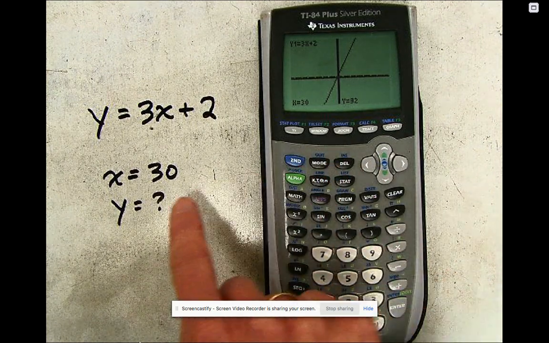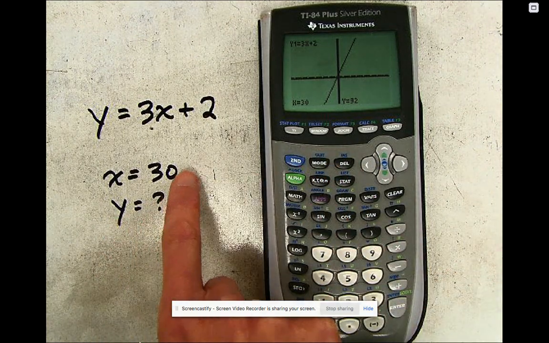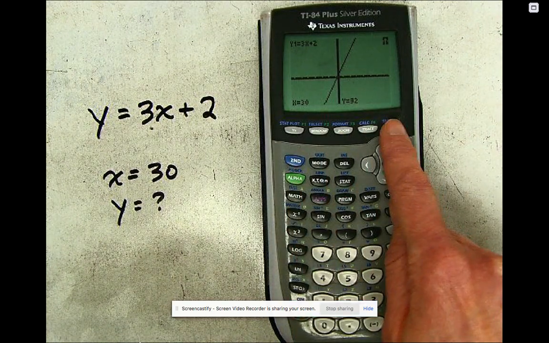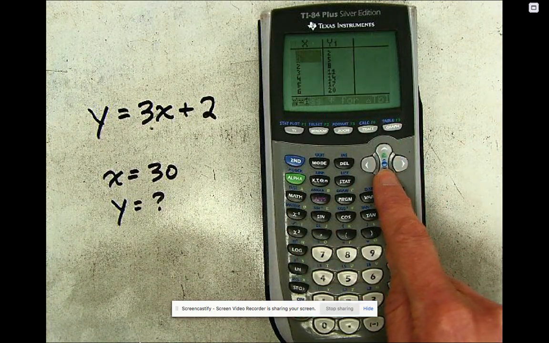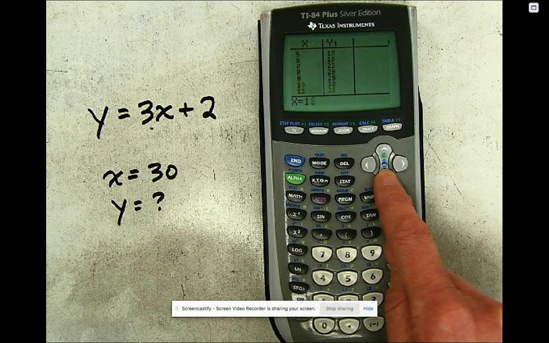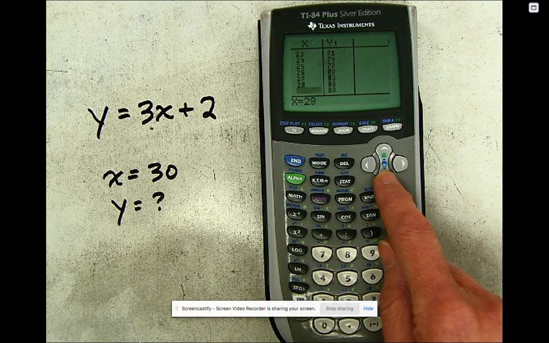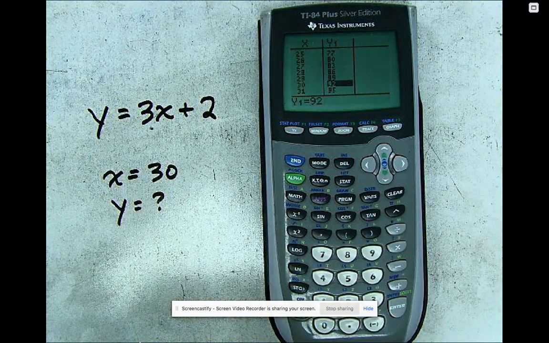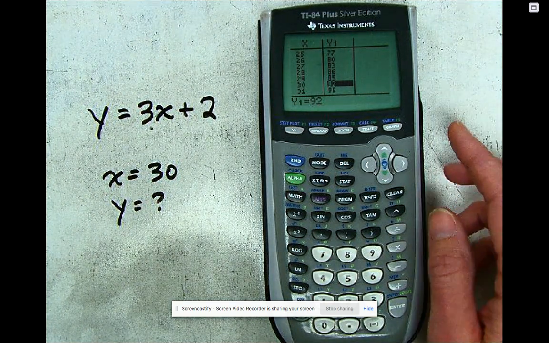Okay, we also found out that we could have figured out when x is 30 what y is by going to the table. So push second and then table, and then I could slide down and figure out, let's see, I want x to be 30. So I'm going to go ahead and head down there, and I see that it's equal to 92. Okay, so I'm going to give you one to try.